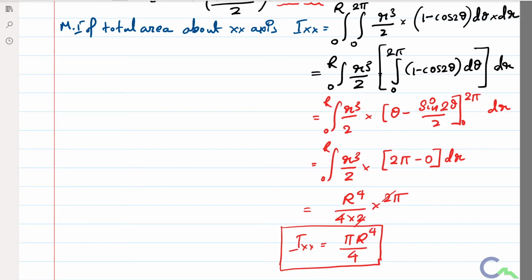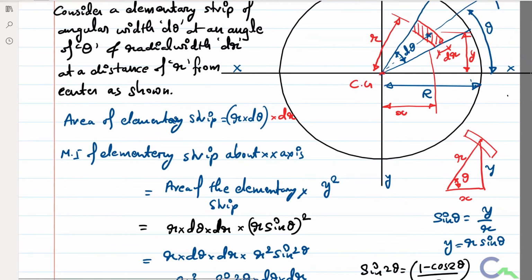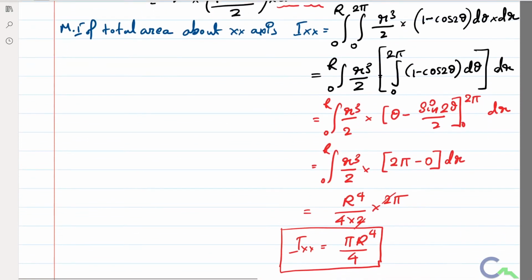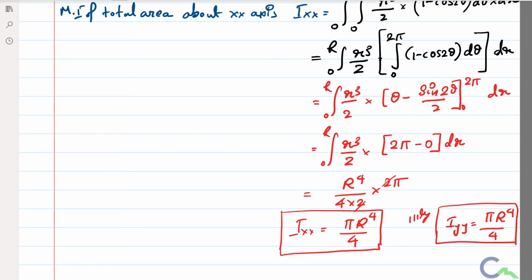While deriving for the triangle, first we calculated about the reference axis, that is AB. Then using the parallel axis theorem, we calculated for the centroidal axis. But in this case, I applied moment of inertia directly about the centroidal axis. We directly get the answer Ixx is equal to pi r to the power 4 divided by 4. Similarly, I can write Iyy is equal to pi r to the power 4 divided by 4. For both the centroidal axes, we will get the same moment of inertia.